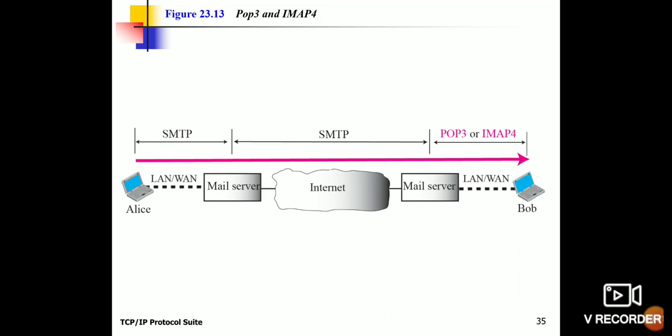In this diagram you can see that Alice wants to communicate with Bob. Alice is connected through a LAN or WAN, and similarly Bob is also connected through a LAN or WAN. SMTP's range is between Alice, the LAN or WAN, and the mail server, then across the internet until it reaches Bob's mail server. After that, message access is not possible through SMTP because SMTP supports only the push operation. The pop or pull operation can be done only by a message access agent. So there are two message access agent protocols available here: POP3 or IMAP4.